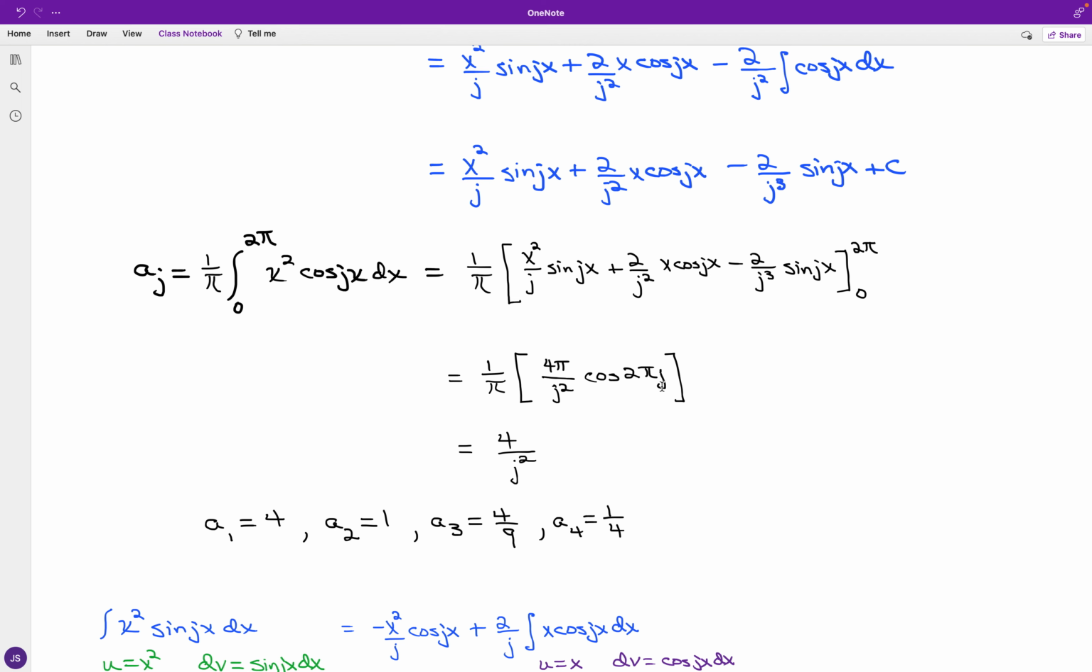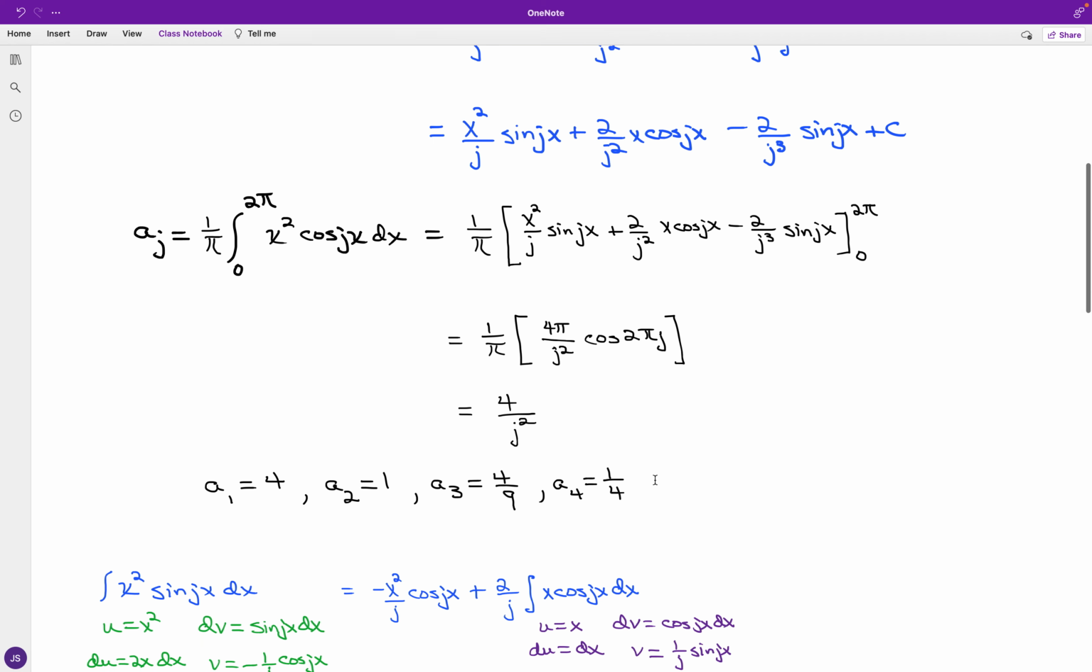Cosine of 2 pi is going to be fixed at 1, and 2 pi times the natural number, the cosine is always going to stay at 1. So you're looking at 1 times 4 over j squared. With j at 1, we're going to have a sub 1 at 4, and a sub 2 will be 4 over 2 squared, which is 1. A sub 3 will be 4 over 3 squared, which translates to 4/9. And if I were to go any further, a sub 4 is equal to 1/4.